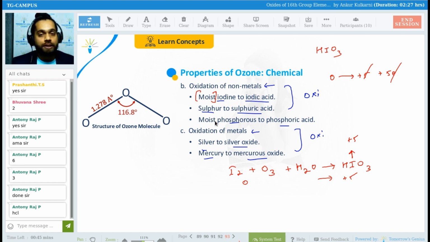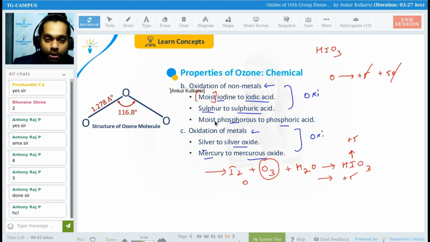Okay, it is oxidation. So moist iodine, that is what I am telling you, everyone, your ozone is responsible for the oxidation of iodine. I hope it is clear. Come on, give me yes or no. Is it clear? Yes.